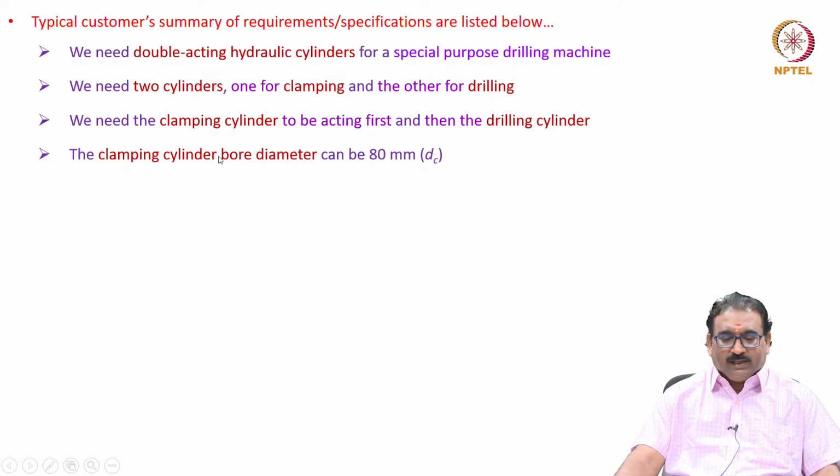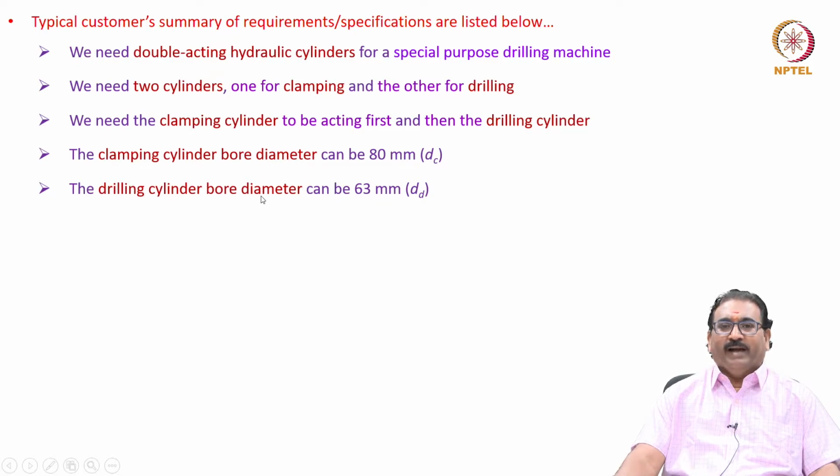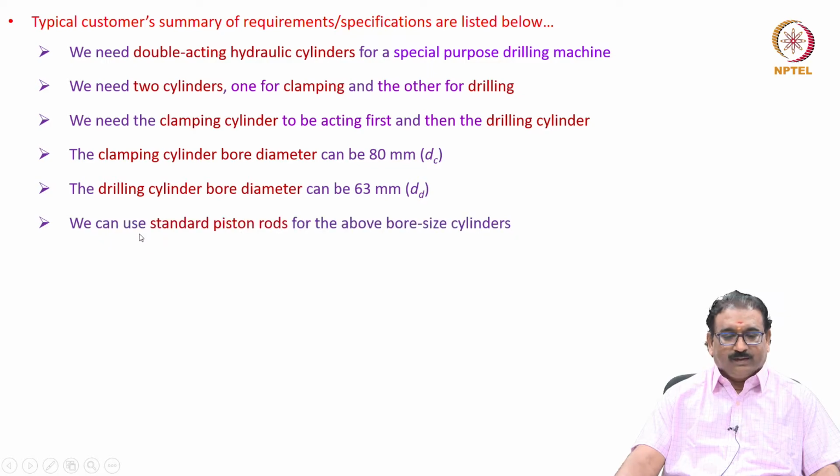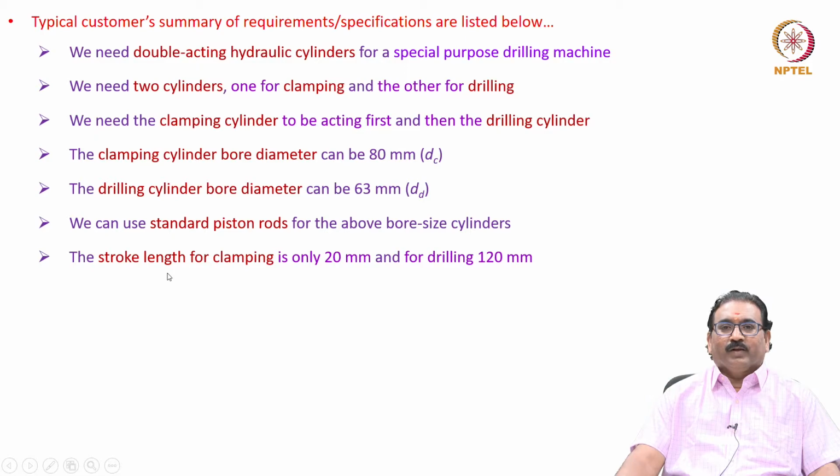The clamping cylinder bore diameter can be 80 mm. The drilling cylinder bore diameter, ID, will always be 63 mm. We can use standard piston rods for the above bore size cylinders. The stroke length of the clamping cylinder is 20 mm and for the drilling cylinder is 120 mm.